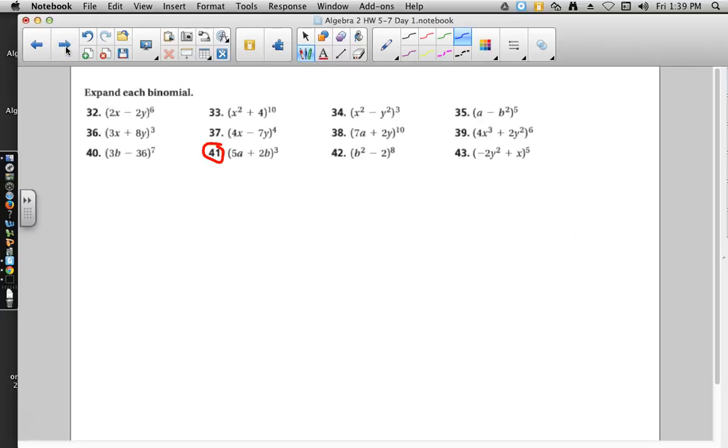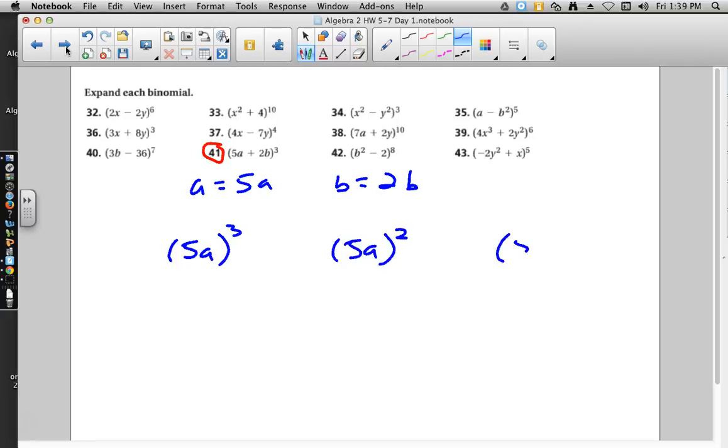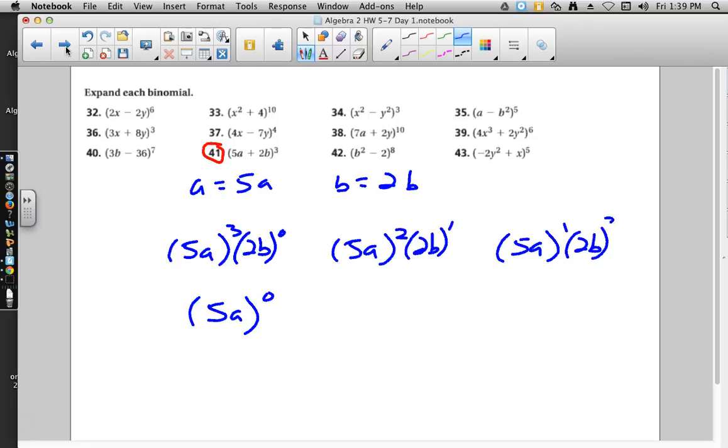Number 41 says we want to expand 5a plus 2b to the third power. So our a is really 5a and our b is really 2b. So we need to start with our a's from high to low, and that will be 5a to the highest power, which is a 3, 5a to the second power, 5a to the first power, and 5a to the 0 power. And then we take our b's, which in this case are 2b, and we go ahead and take those low to high. So 2b to the 0, 2b to the first, 2b to the second, 2b to the third.